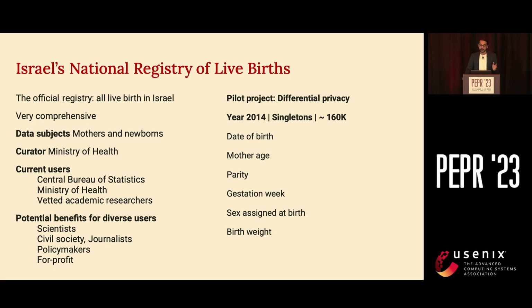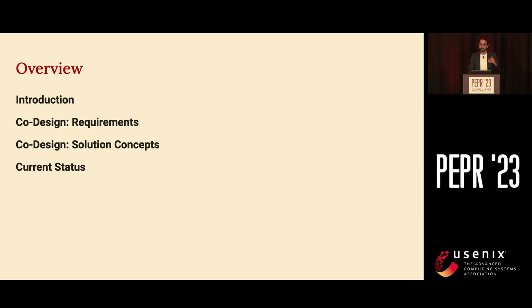We focus on a single year, just on singletons. That means births with just a single newborn, no twins, no triplets, and so forth, just to get a sense. There are 160,000 records. We are going to release only 6 columns at the beginning, but we plan to release additional ones in the future. In this talk, I'm mostly going to focus on the requirements we got from our stakeholders, from the ministry and from data users, and the solution concepts we came up with.